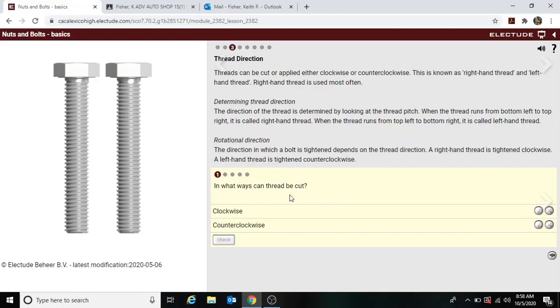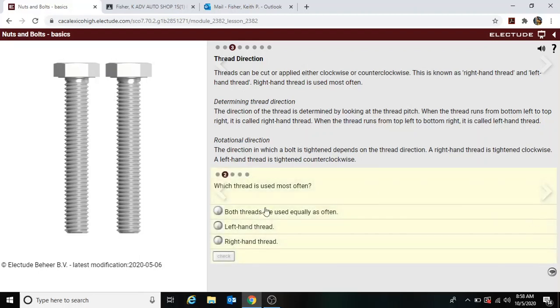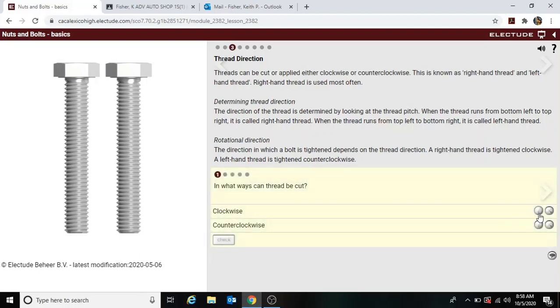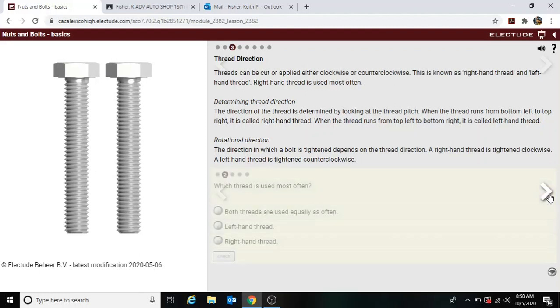In what ways can thread be cut? In both ways. Whoops. Which thread is used most often? The right-hand thread. It says it up here in the reading. Right there.